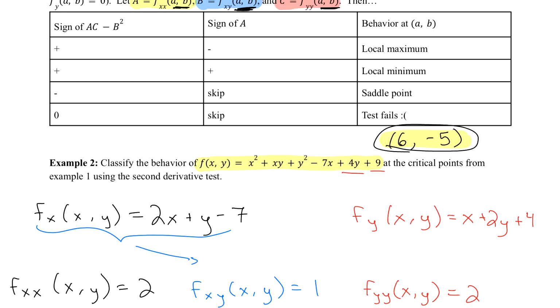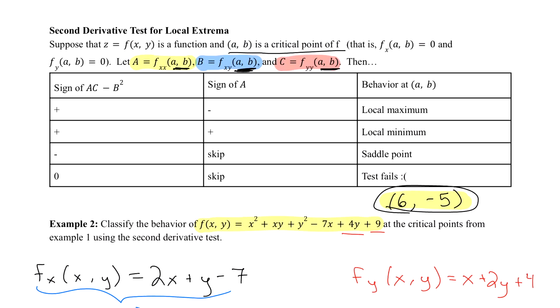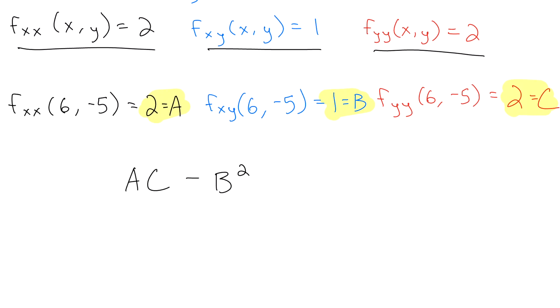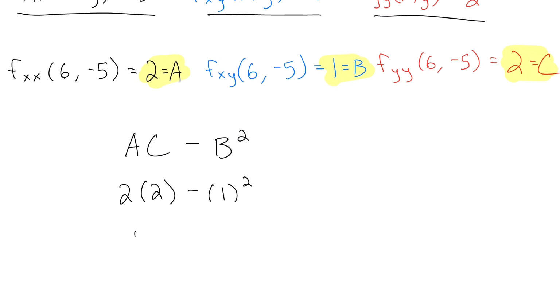So if I scroll back up and look at this handy table that I have here, the first thing that I'm going to look at is the sign of AC minus B squared. I'm going to check that first. So I want A times C minus B squared. I am most interested in the sign. So A is 2 times C is also 2 minus B squared, that is 1 squared. So I have 4 minus 1, which simplifies to 3.